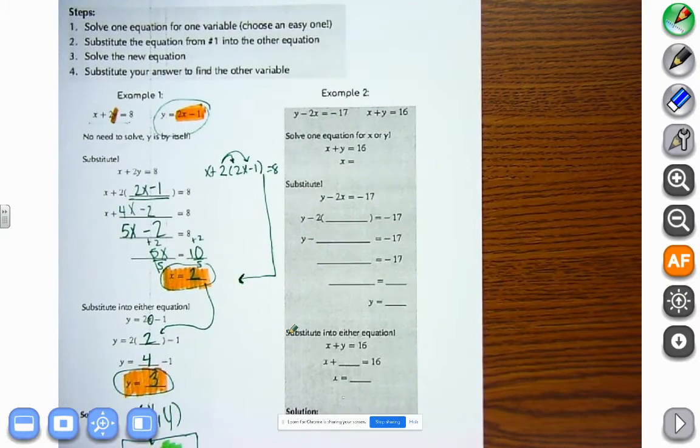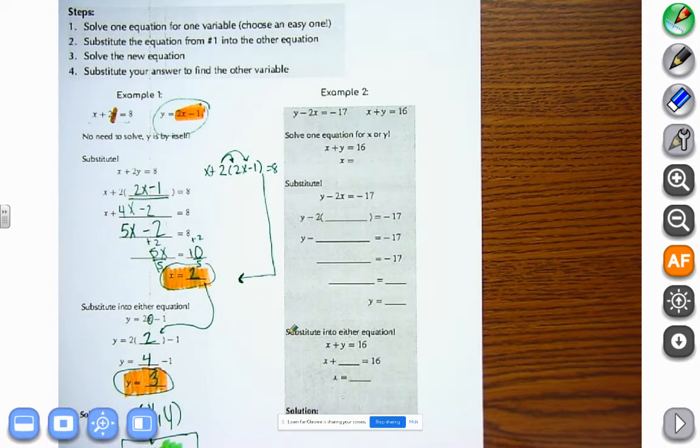Okay, now we're going to move on to example number 2. So we're going to follow our steps, and we're going to have to solve for one variable first. Okay, so in this equation, it wants us to first solve for either x or y. Okay, so if x plus y equals 16, let's solve for x.